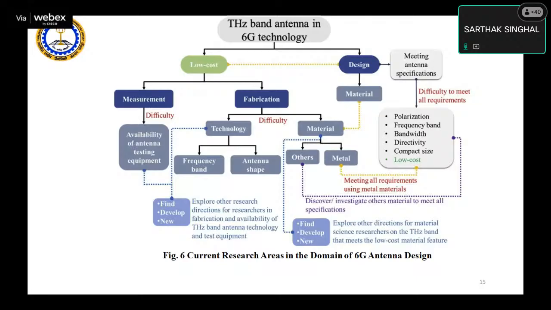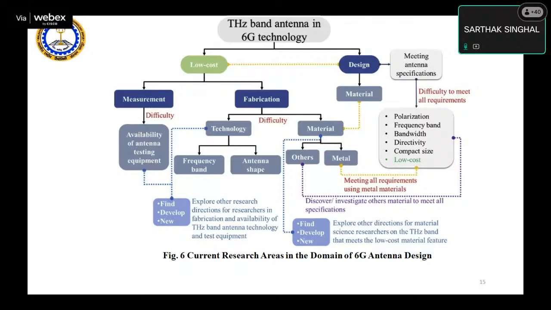And there is a need of developing the sources, or we can say the transmitter and receiver, which could be used for measuring the antenna performance or the terahertz component performance.